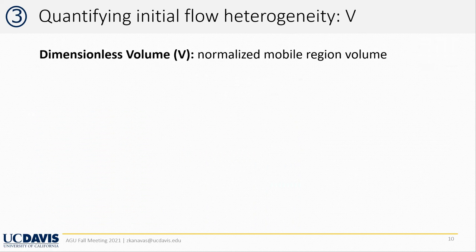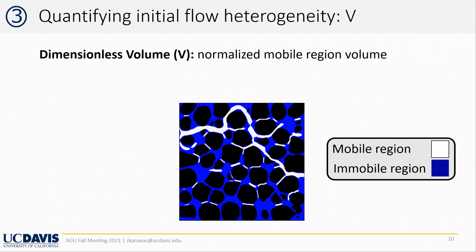The third metric is the dimensionless volume of the mobile region. In this metric, we estimate the fraction of the void space that carries the highly concentrated brine, as we've explained that this brine is restricted to the mobile region. Mathematically, this is the volume of the mobile region divided by the volume of the voids.